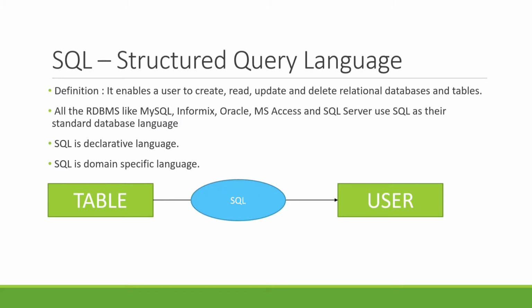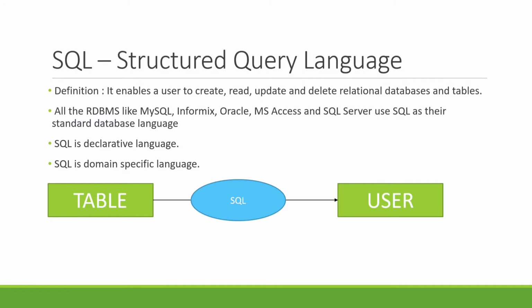Now SQL is declarative in nature. This means that when we write the commands, it tells the computer what we have to do, not how we have to do it. That is why it is declarative, and this makes it different from other programming languages or high level languages like C, C++. Also, SQL is a domain specific language. Domain specific means that SQL works only for relational databases, not for non-relational databases.